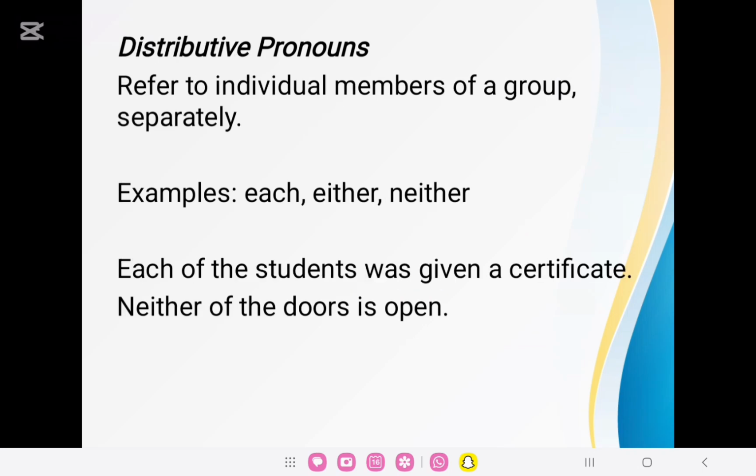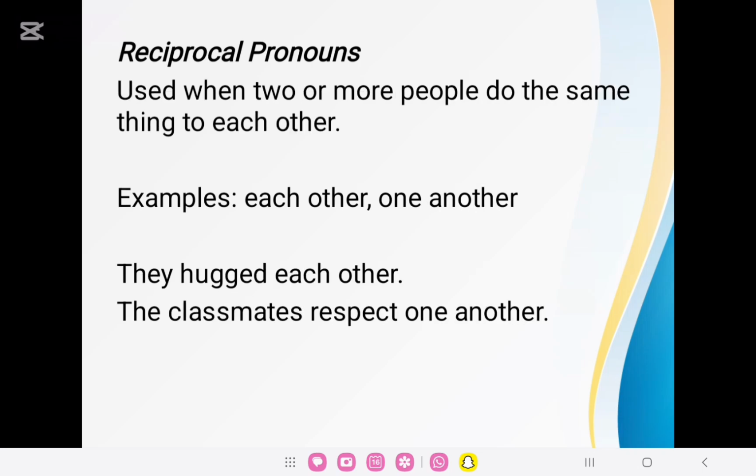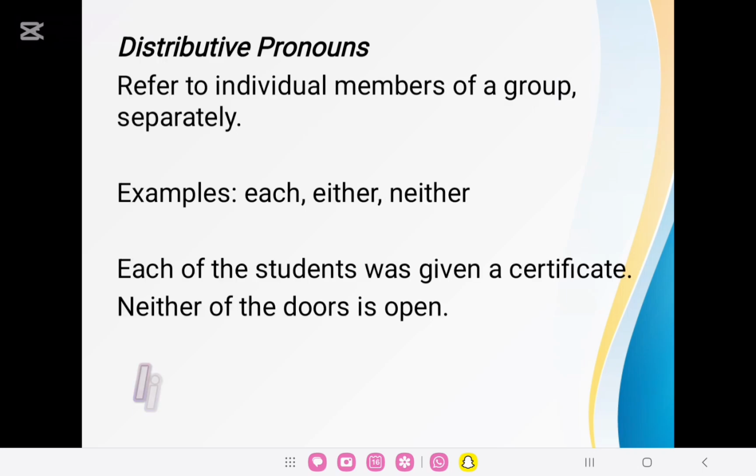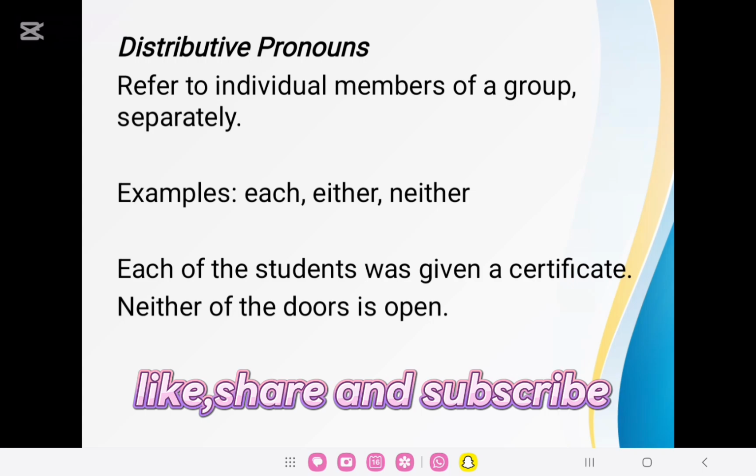distributive pronouns. Distributive pronouns refer to individual members of a group separately. Like in the previous one, it is reciprocal because they have each other, one another, whereas in distributive, it is only a separate or individual member of a group. Each, either, neither. Each of the students was given a certificate. Neither of the doors is open. These neither, either, each, they are distributive pronouns.